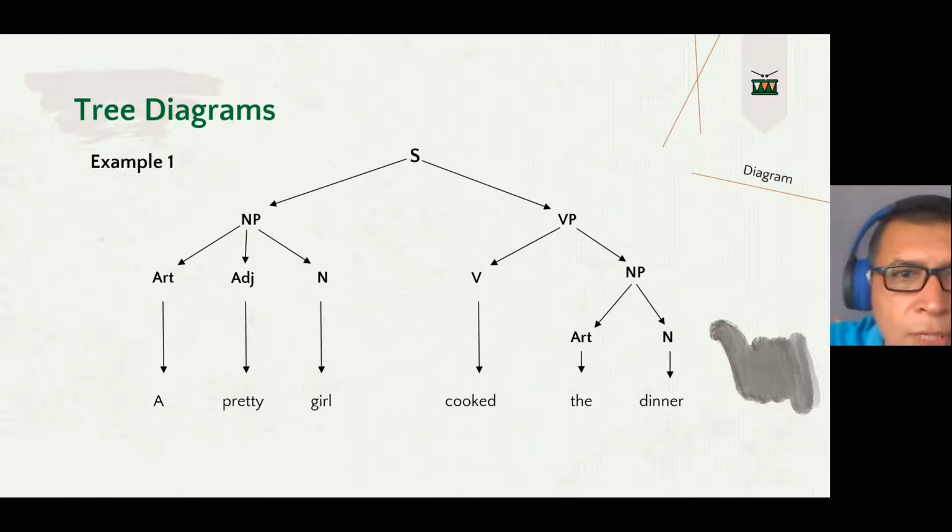We have here these three diagrams to understand better. We have a sentence, we have the noun phrase and the verb phrase. The noun phrase is divided into article, adjective, and noun: a pretty girl. And the verb phrase has a verb plus a noun phrase. The verb is cooked, and the noun phrase is the article and the noun, the dinner. So the entire idea is a pretty girl cooked the dinner.